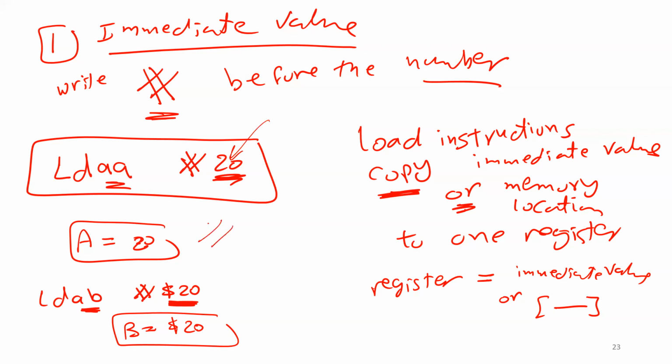Can I put hashtag and then put $7F? Yes, you can do that. Can I put hashtag and then put %11101? Yes, you can do that. Do you understand what I'm saying? So the prefix should tell what this number is: is this number hexadecimal or binary or whatever? However, hashtag should tell me this is a number, an immediate value. It's not a memory location. It's not a register.